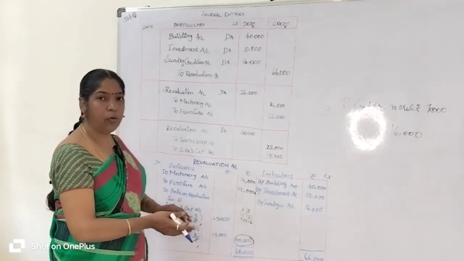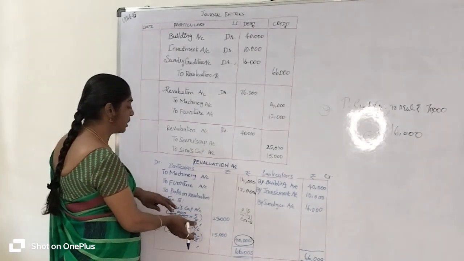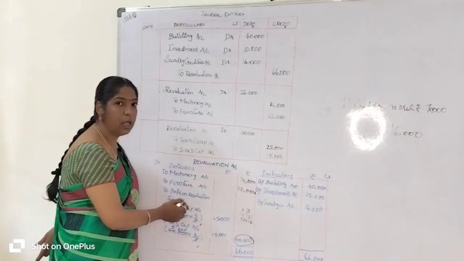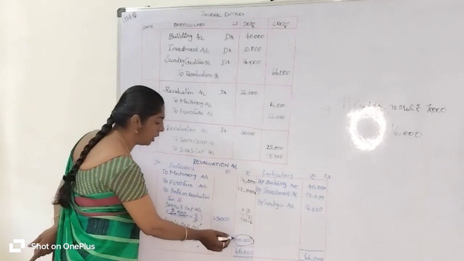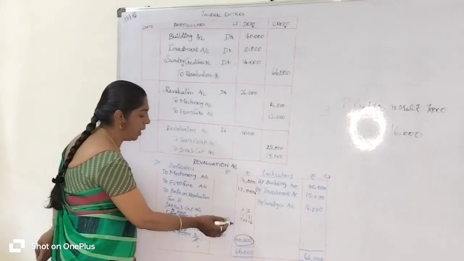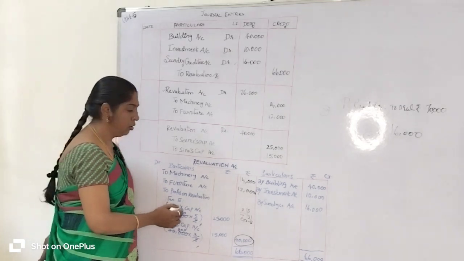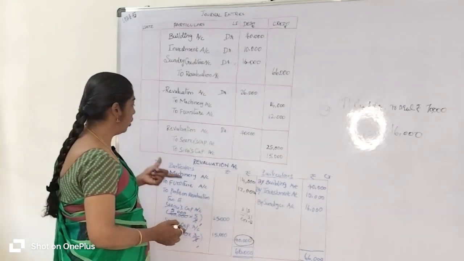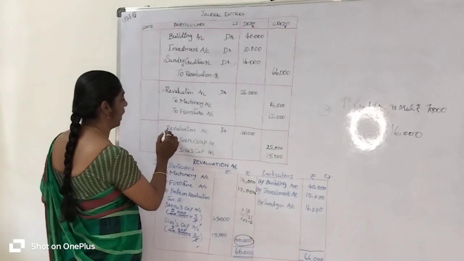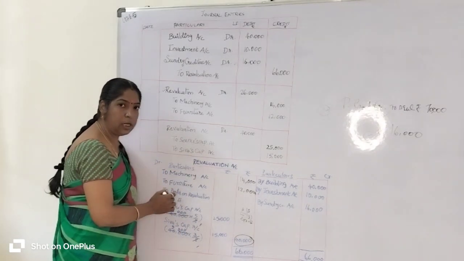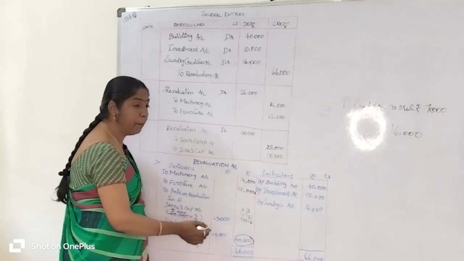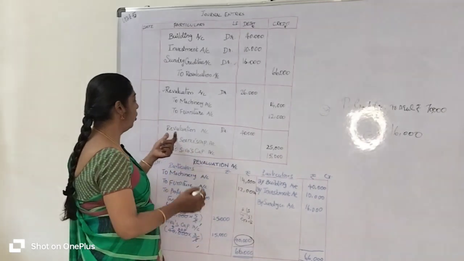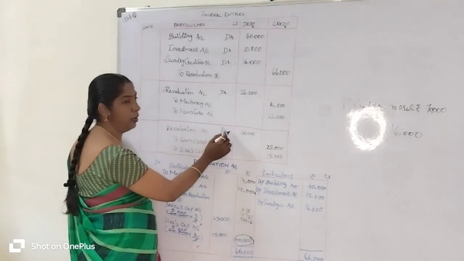Now, what do we have to do? Now we are going to pass the journal entry. Where is the revaluation account? We find the balancing figure from the revaluation account, right? So where does the balancing figure show? It shows on the debit side. So you go to the debit side. If you get the profit, the balancing figure, on the debit side in the revaluation account, you enter revaluation account debtor.